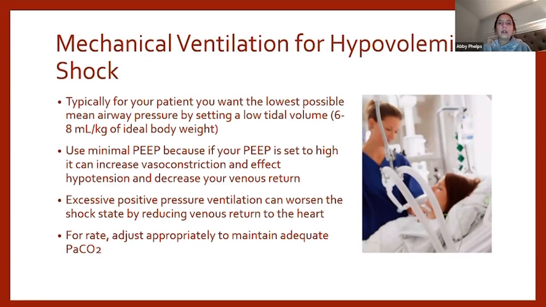So, mechanical ventilation settings for your patient in hypovolemic shock. Typically, you want the lowest possible mean airway pressure by setting a low tidal volume, so 6 to 8 mLs per kilo of ideal body weight is typical for your patient. They like to use minimal PEEP because if your PEEP is set too high, it can increase your vasoconstriction, affect hypotension, and decrease your venous return. Excessive positive pressure ventilation can worsen the shock state by reducing venous return to the heart.